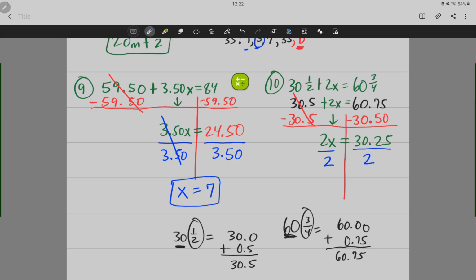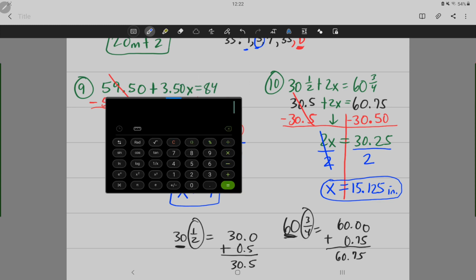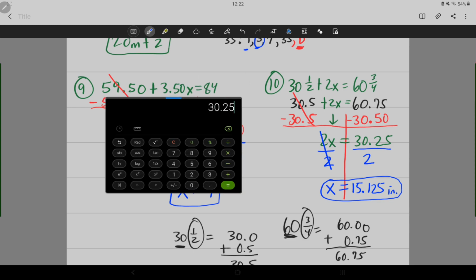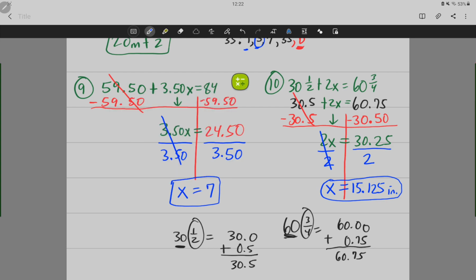2 divided by itself is 1, so cancel that. Bring down x and equals. 30.25 divided by 2 should give us 15.125. And we have to label, so inches. Let's just double check. Again, we should always double check. 30.25 divided by 2. Yep, see, it's 15.125. So if you went with decimal, that would be your answer.